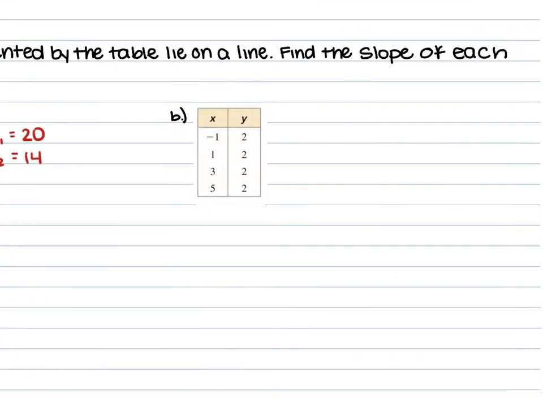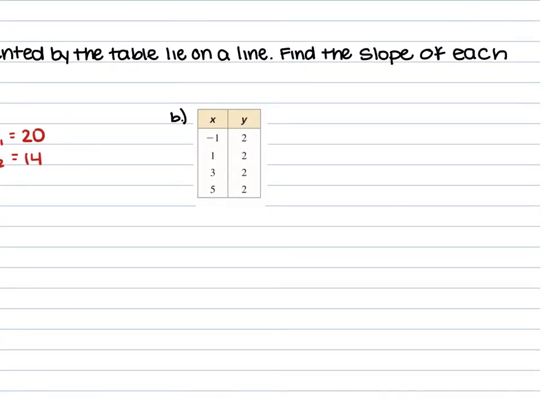If we look at example B, we have the ordered pairs negative 1, 2, 1, 2, 3, 2, and 5, 2. In this case, I'm just going to pick randomly. I'm going to use the second and the last point, so the 1, 2 and the 5, 2. So I'm going to use the 1, 2 as my second point and my 5, 2 as my first point. So x1 is going to be 5, meaning my y1 is going to be 2. My x2 is going to be 1. My y2 is going to be 2.